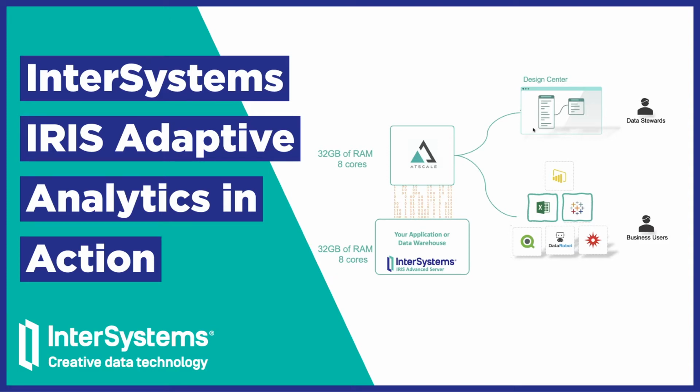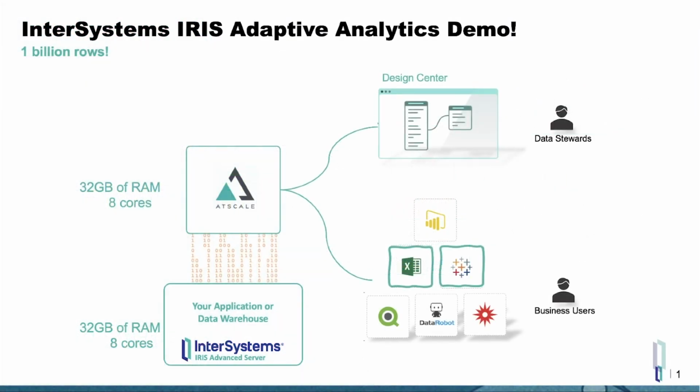In this demo, I'm going to show you InterSystems IRIS Adaptive Analytics. I have installed IRIS on a machine with 32 gigs of RAM and 8 cores, and we have preloaded it with 1 billion rows. This could be your IRIS-based application, or your IRIS-based data warehouse. We have installed Adaptive Analytics on this other machine, also with 32 gigs of RAM and 8 cores.